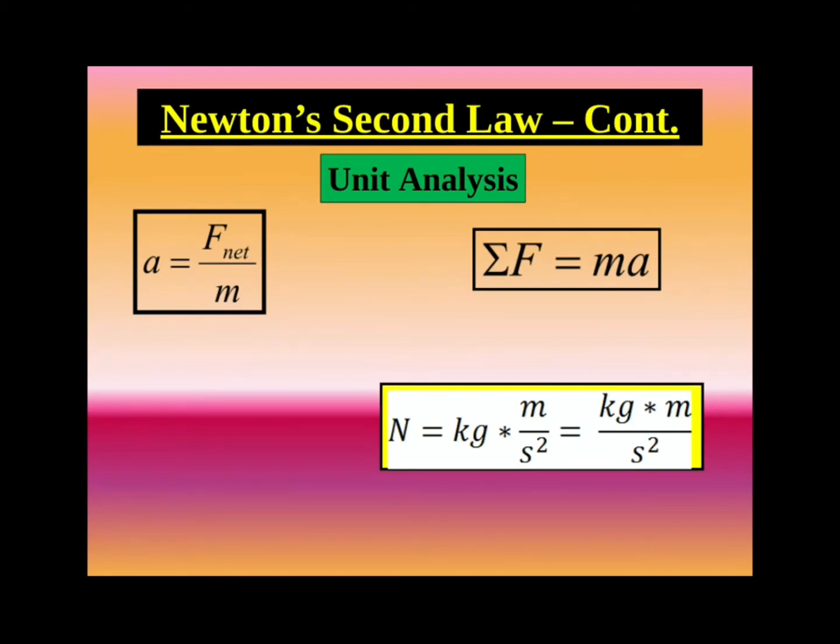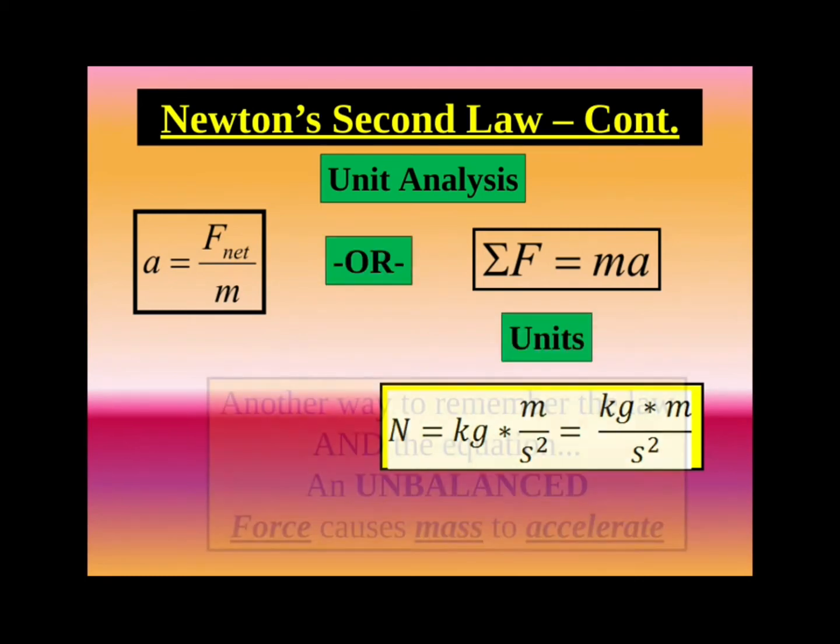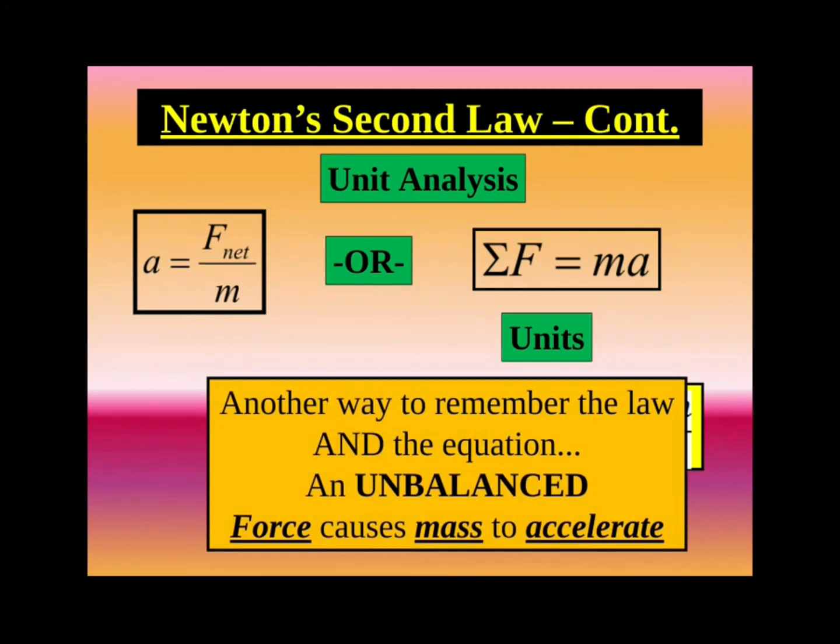Being a derived unit means it's made up of other units, unlike mass or distance or time, which are their own units. So another way to remember the law and the equation: an unbalanced force causes mass to accelerate. Or in other words, F = ma, which we can see right here. Force equals mass times acceleration.